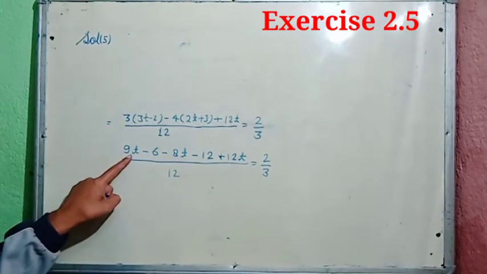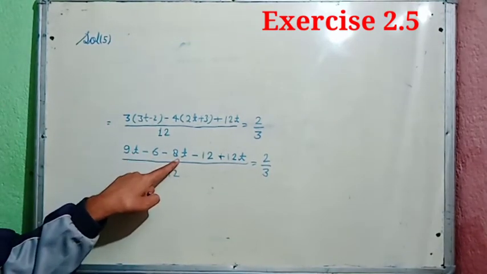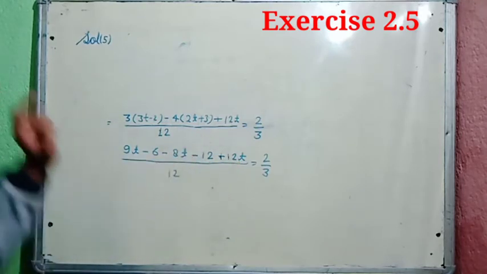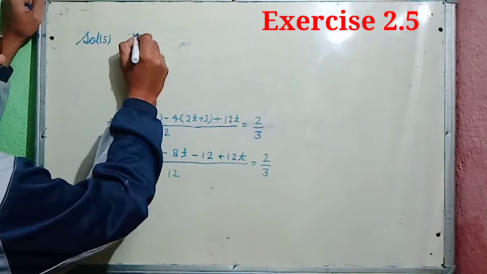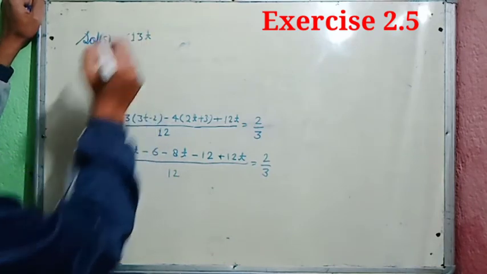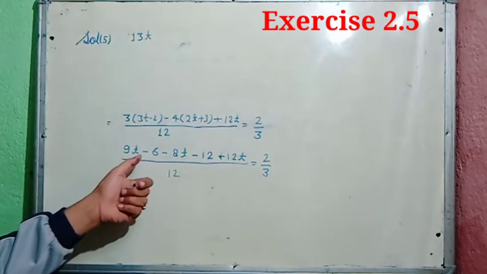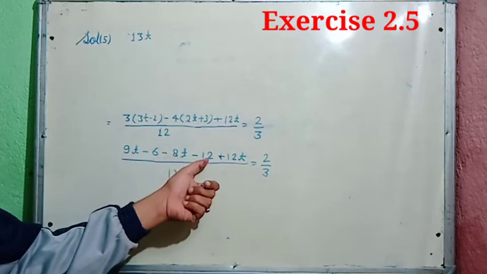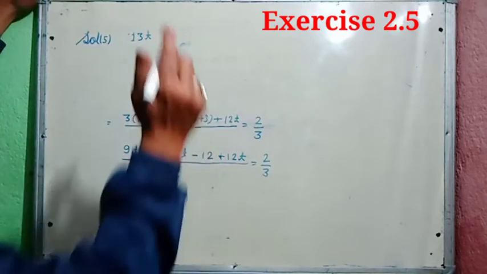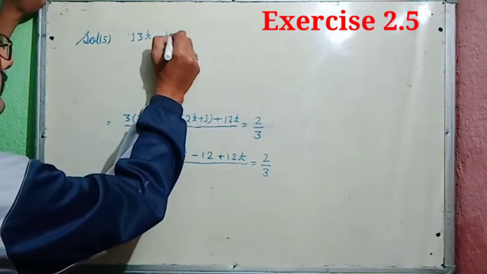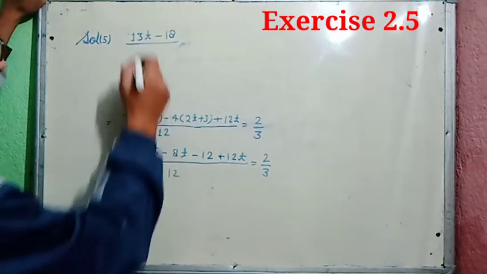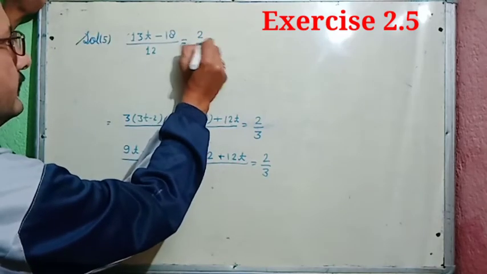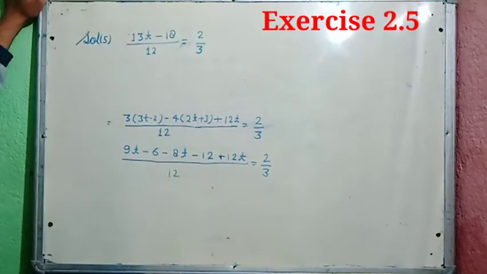Here 9t minus 8t is 1t or t. 1t plus 12t is 13t. In place of all t, we will write 13t. And next constant term, minus 6 minus 12 minus 18 divided by 12 equals to 2/3. अब क्या करेंगे आप?